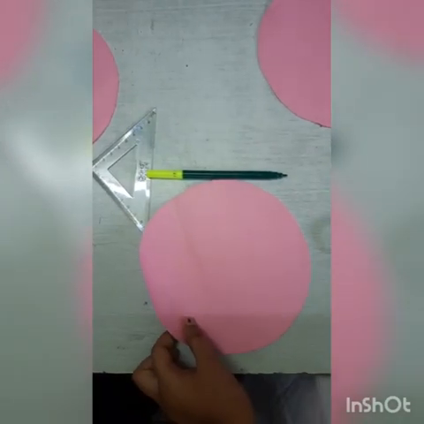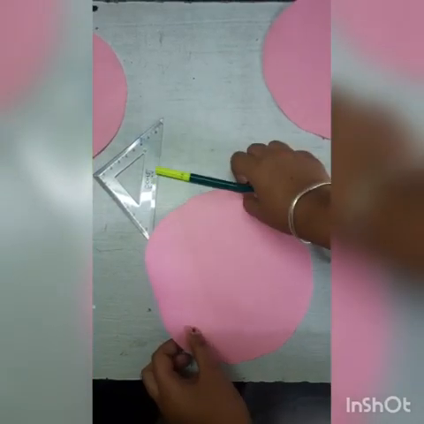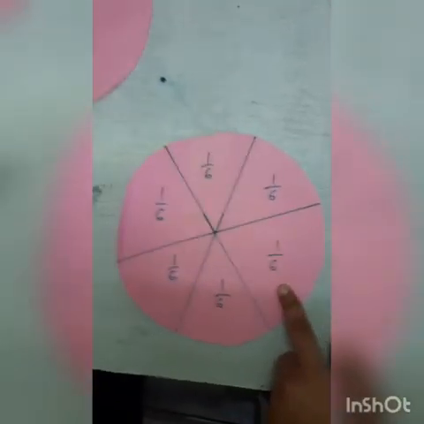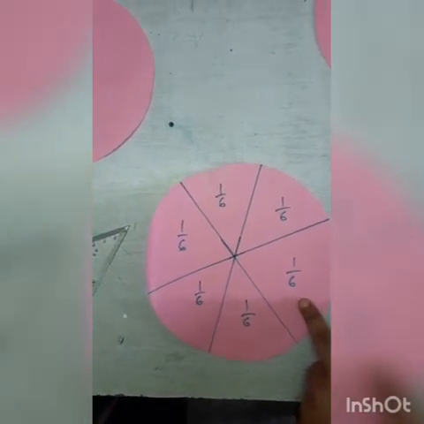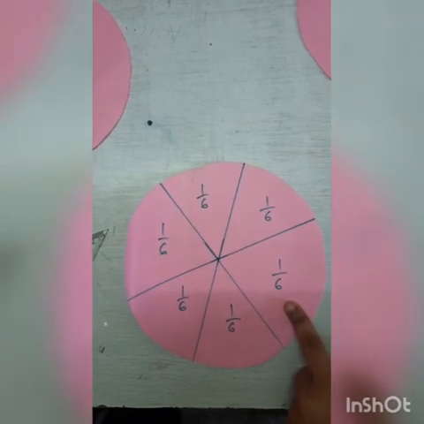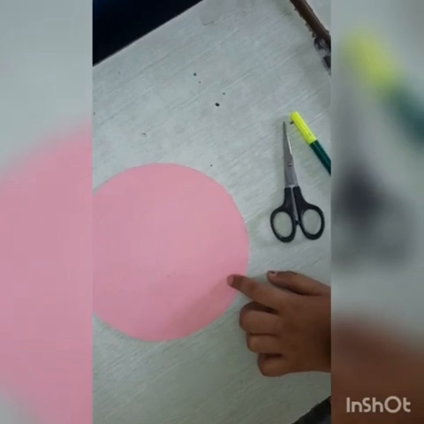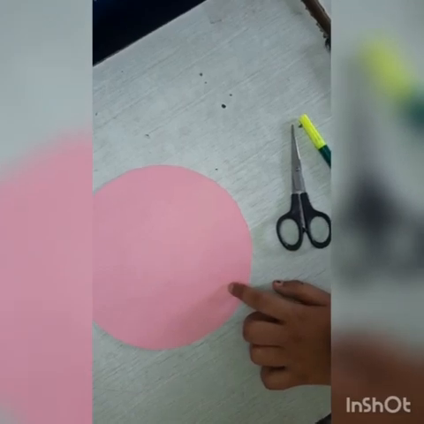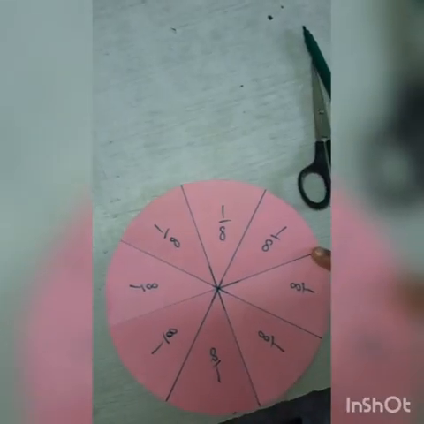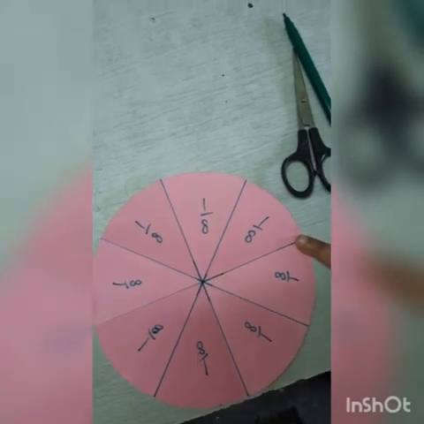We will take the next circle and divide it into 6 equal parts. Now you will see that the fraction of each part is 1 by 6. We will take the next circle and divide it into 8 equal parts. Now you will see that the fraction of each part is 1 by 8.